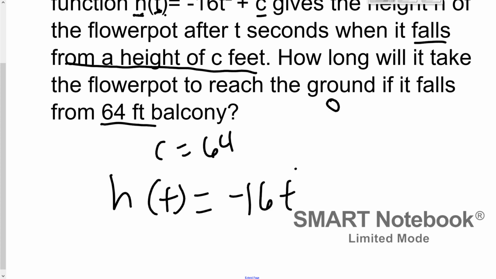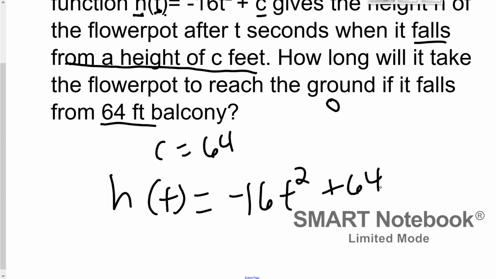Negative 16 t squared. Negative 16 is due to the force due to gravity. Feet per second a little bit. I believe it's 32 feet per second, force due to gravity. And then we've got to times that by 1/2, so that's how we get to a negative 1/2. That's how we get to 16 there.